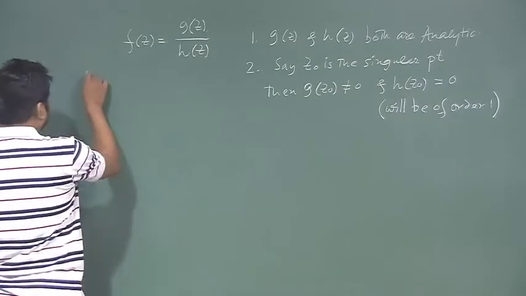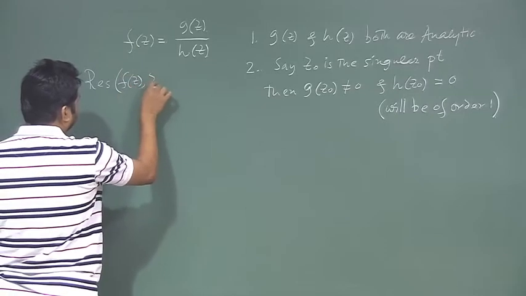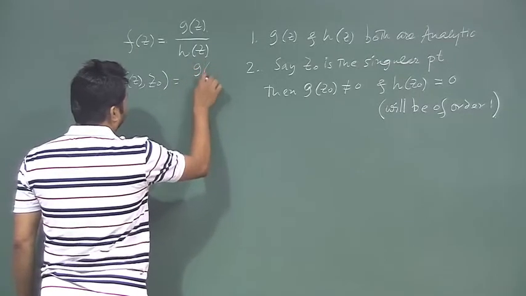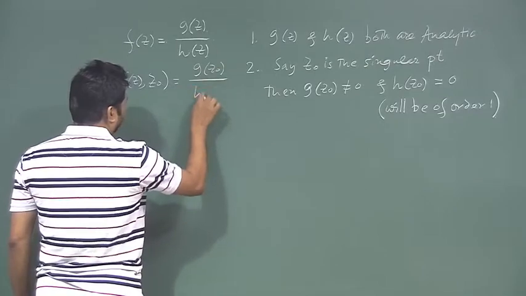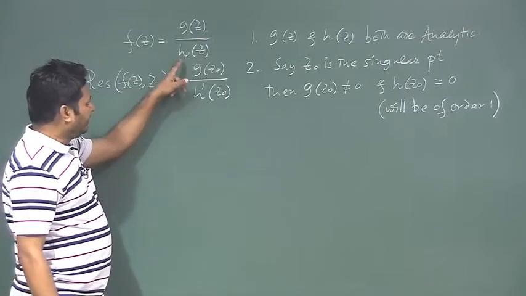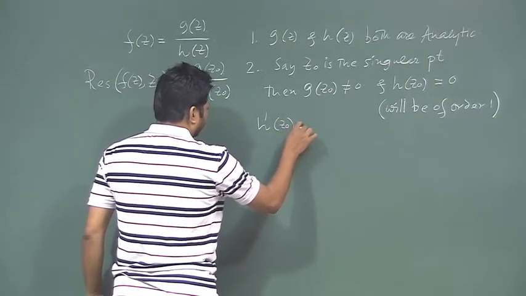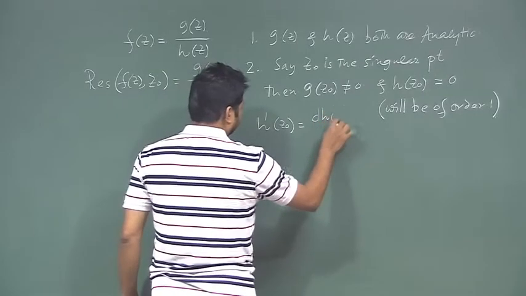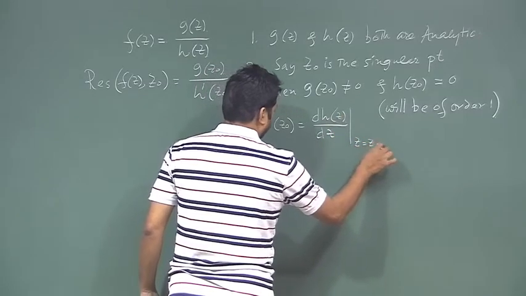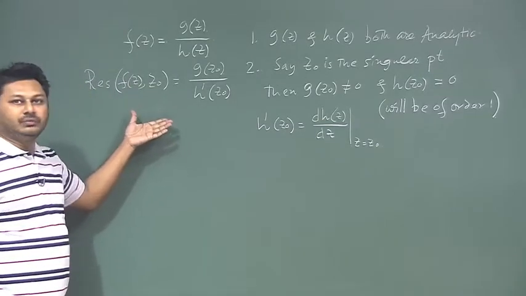Then let me first write the result. Then the residue of this given function at the point z0 should be equal to g(z0) divided by h'(z0), where h' is the derivative of the h function. So h'(z0) is the derivative of h, which is a function of z, with respect to z at z equal to z0. So, this is the recipe, and this recipe is useful, we will see that.